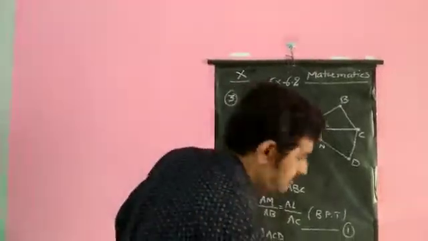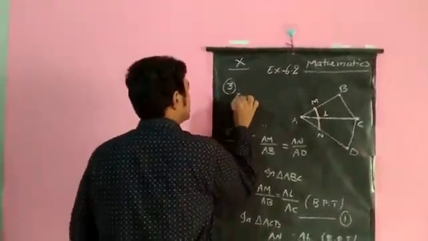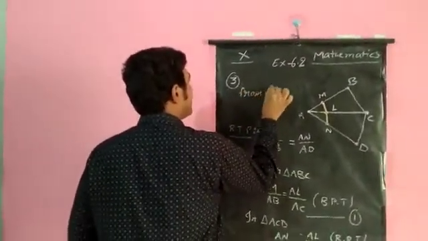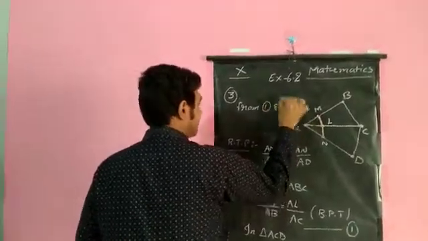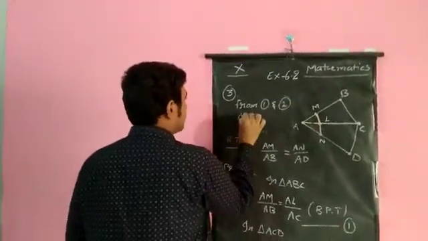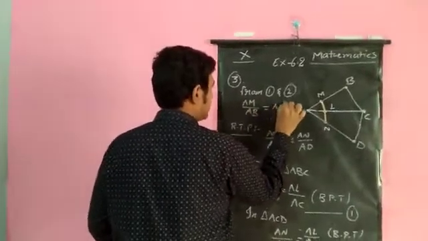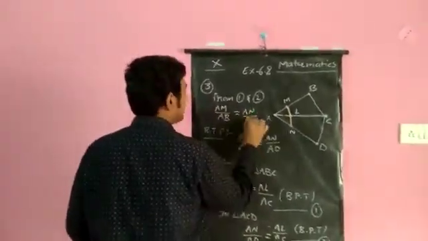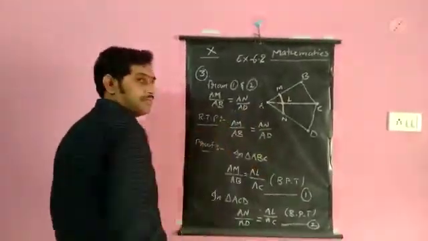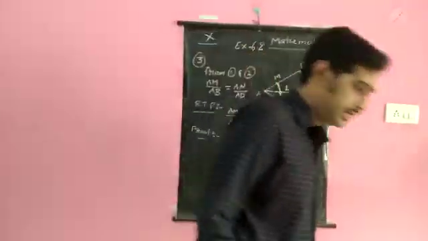That goes this way from 1 and 2. Comparing equations 1 and 2, we can write from equation 1 that AM by AB equals AN by AD, which is our RTP. Hence proved. That will be question number 3.